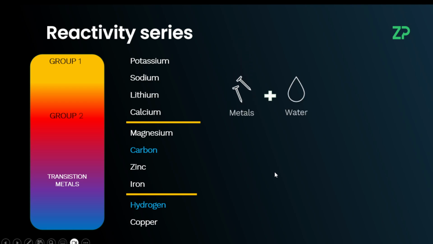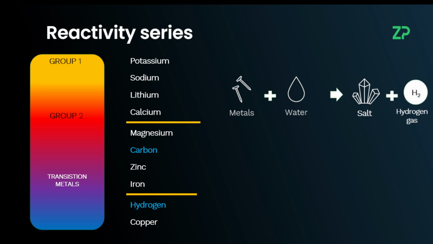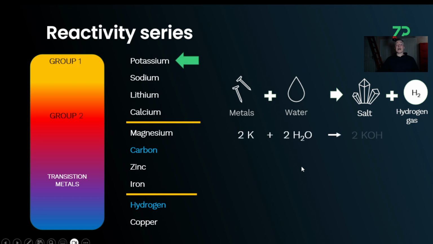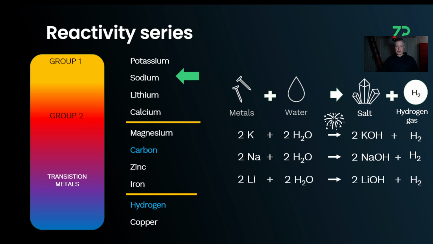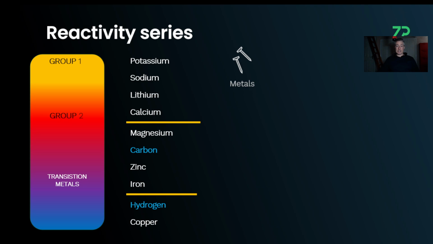So if we take the metal and we react it with water, then we can get a salt, and we can get the release of hydrogen gas. In particular, potassium will react with water to give us potassium hydroxide plus hydrogen gas. Now that's quite a reactive reaction, so you can get a flame, and with potassium in particular, you can actually get an explosion. That reactivity decreases when we go to sodium, but it's still quite a vigorous reaction. So sodium reacts with water to give sodium hydroxide plus hydrogen gas. Lithium reacts with water to give lithium hydroxide plus hydrogen gas.